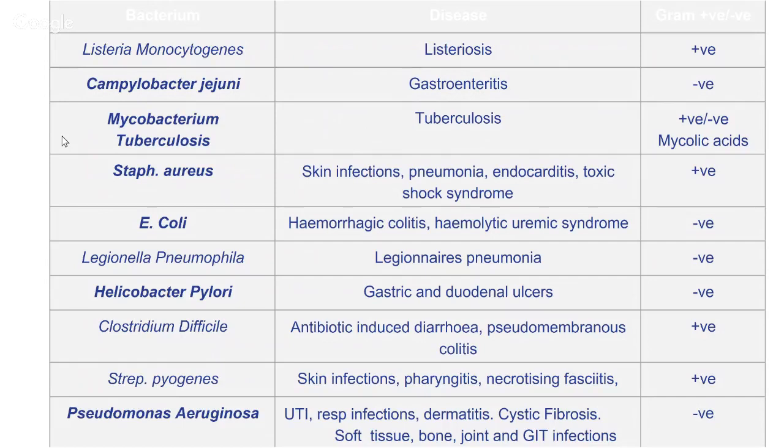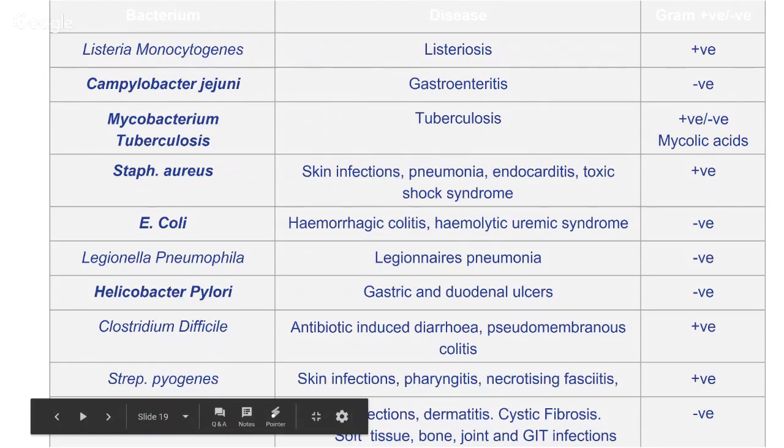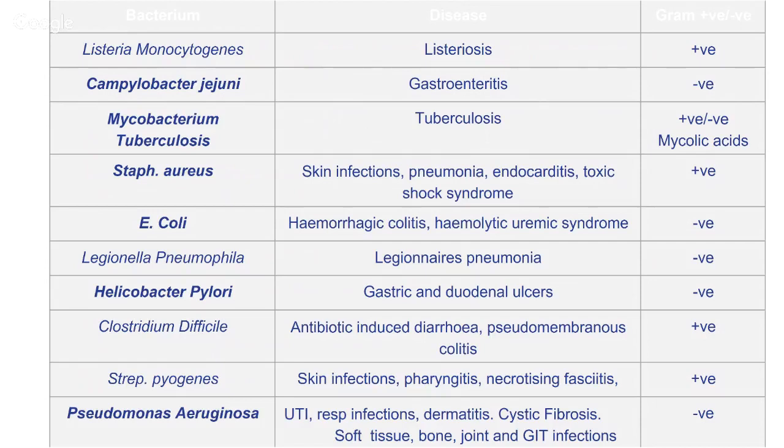Your E. coli is your normal gut flora, and it often causes gastro. Your Helicobacter pylori is important for peptic ulcers. As was discovered by two Australian scientists, Barry Marshall and Robin Warren, who won the Nobel Prize for this, most peptic ulcers are caused by a Helicobacter pylori infection. Strep pyogenes is what causes strep throat. So if you've ever had strep throat, which is your pharyngitis or tonsillitis, that's Strep pyogenes.